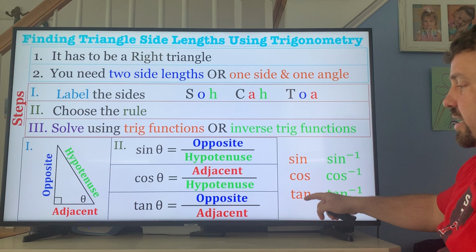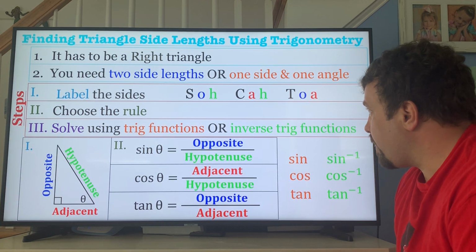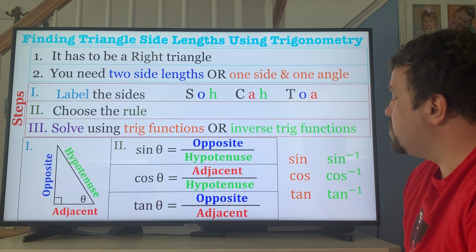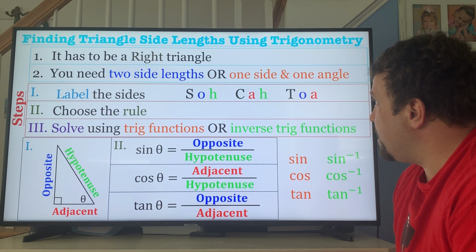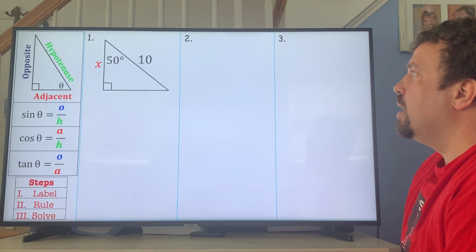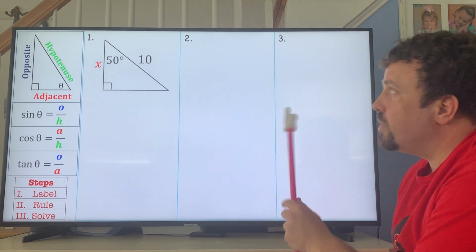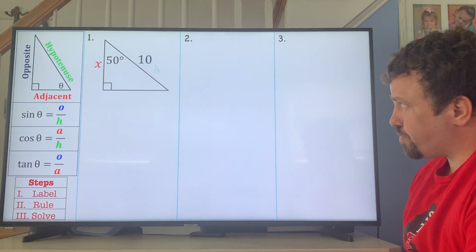You use sine, cosine, tangent when you have a side length and an angle, and then you use the inverse when you have 2 side lengths and you need to find an angle. So, tick tock, you can just pause this as you go. All right, problem number 1 you should have done.